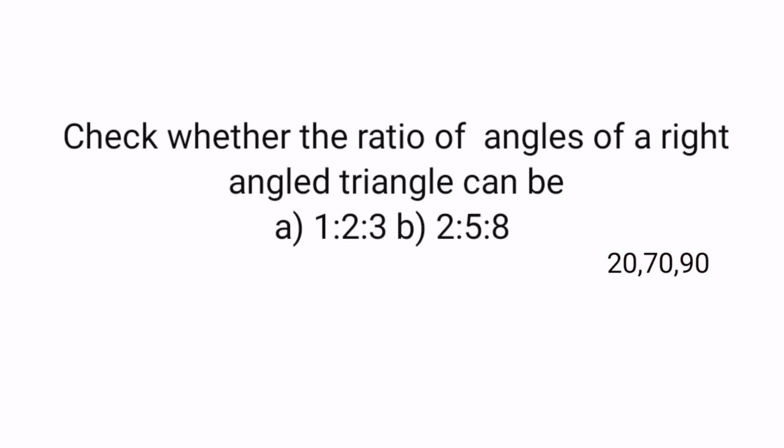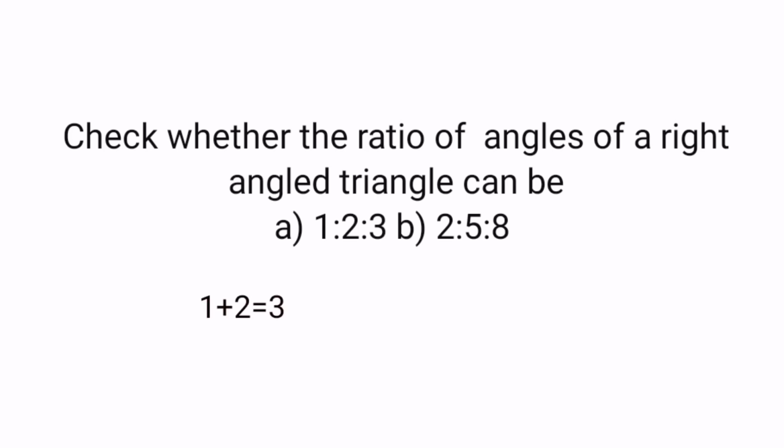Suppose if one of the angles of a right angled triangle is 20, the other angle will be 70 because sum of other two angles will be 90 degree. So what will be the ratio of the angles of that right angled triangle? 20:70:90. We can divide each term by 10. So we will get it as 2:7:9. From this we can conclude that always in a right angled triangle, the sum of ratios of the acute angles will be equal to the ratio of the third angle. Here 2 plus 7 is 9 and that is equal to the ratio of the third angle, right? Hope this point is clear.